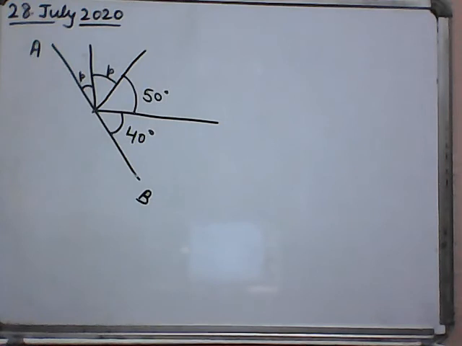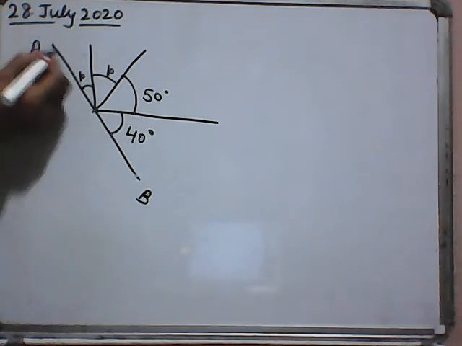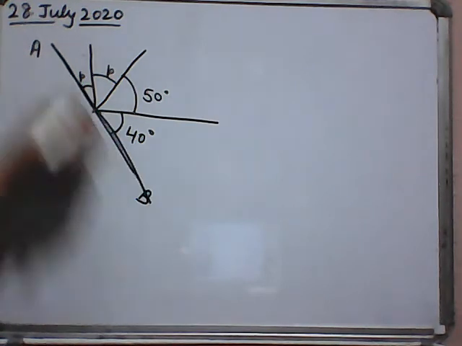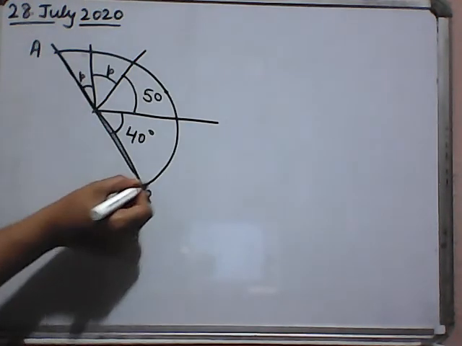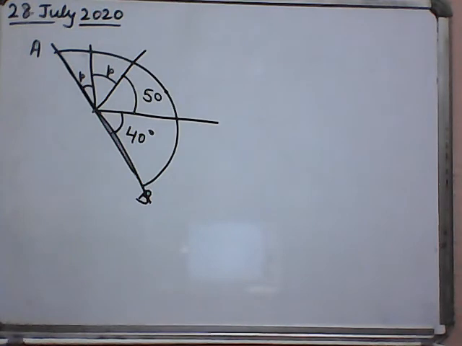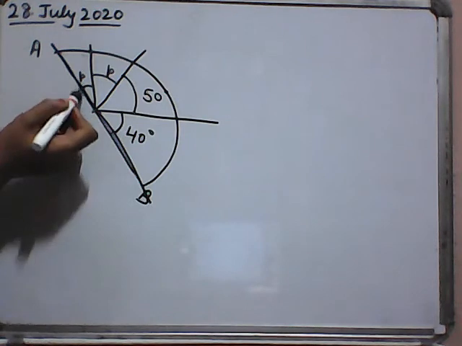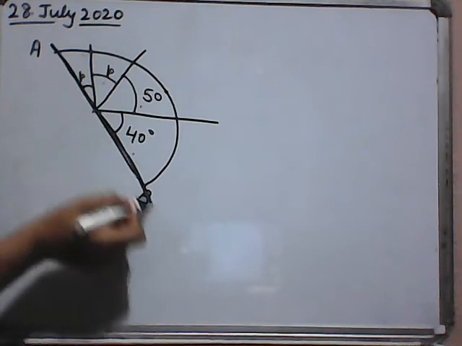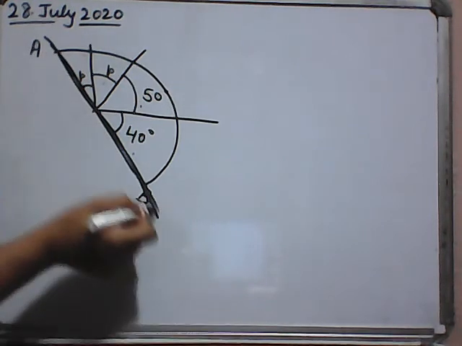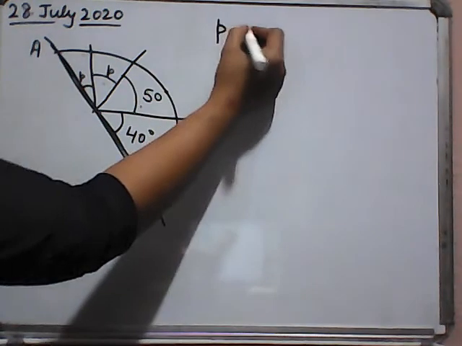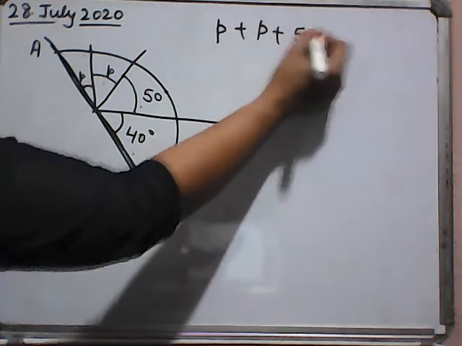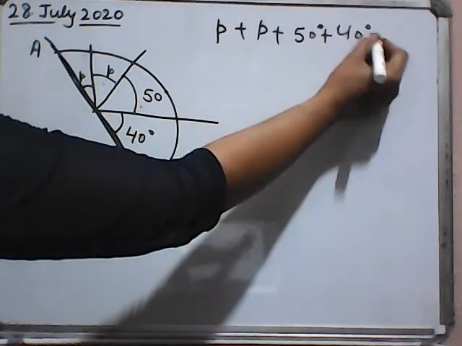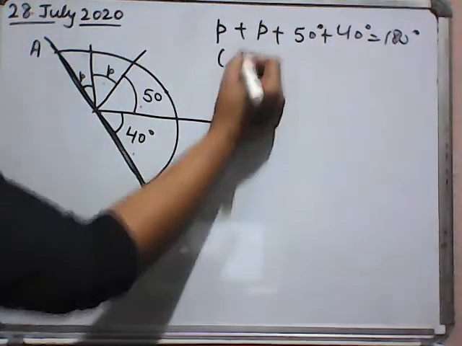In this question, in the adjoining figure, you have to find the value of p. In this figure, AB is a straight line and angles on a straight line form 180 degree. We know that the sum of angles on a straight line is equal to 180 degree. So, angle p plus 50 degree plus 40 degree is equal to 180 degree, as these angles form a straight line.